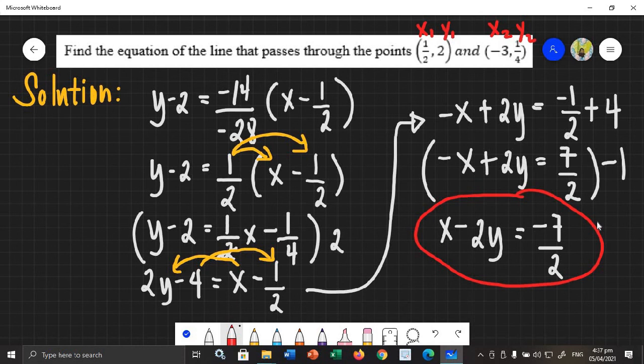So as long as you know the rules, you can solve the equation of the line. Specifically, yung mga specific rules, hindi niyo yun pwedeng kalimutan. So that's it. That is how you find the equation of the line using the 2.4.